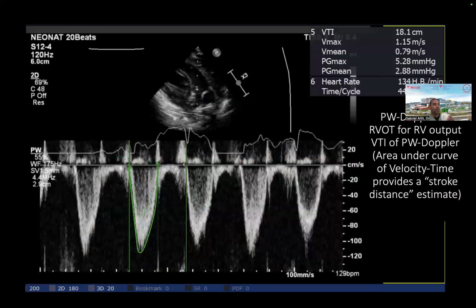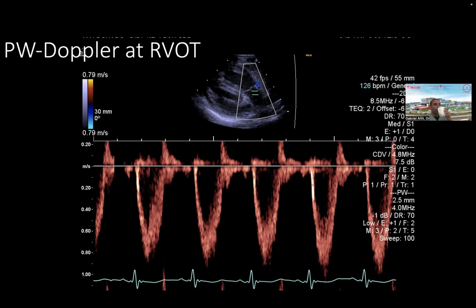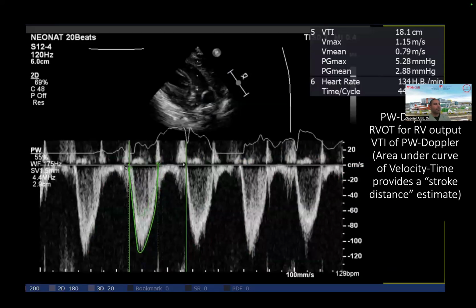I have a question about the RPA and the LPA, because you said you see acceleration, or just by the angle. How would you know it's by the angle and it's not an actual stenosis? Great question. We actually need to look in 2D.